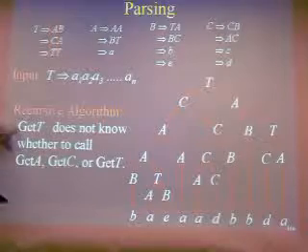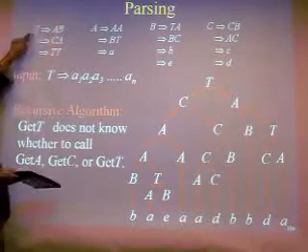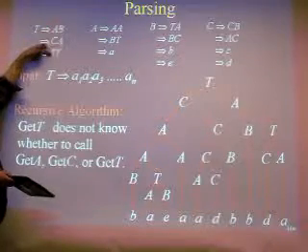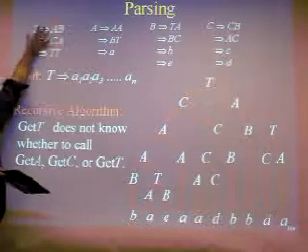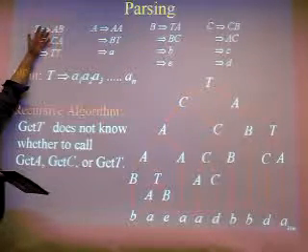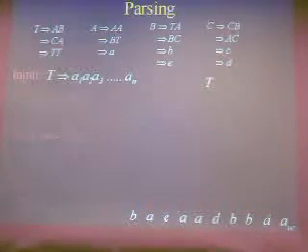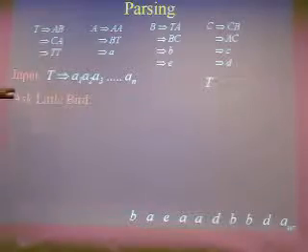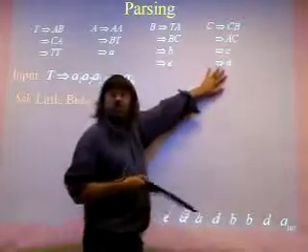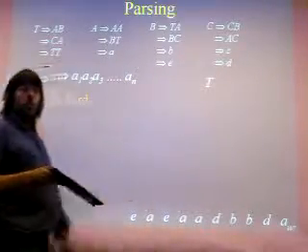All right, so what's the problem with the recursive algorithm? If you're Mr. Get Term, you don't know whether to call get A or get C or get T, right? You don't know where to go. Everybody kind of follow the problem of the recursive algorithm? So instead, we're given this string, and this is the string we're trying to parse, and we know we start from T. We want to know where to go, right?